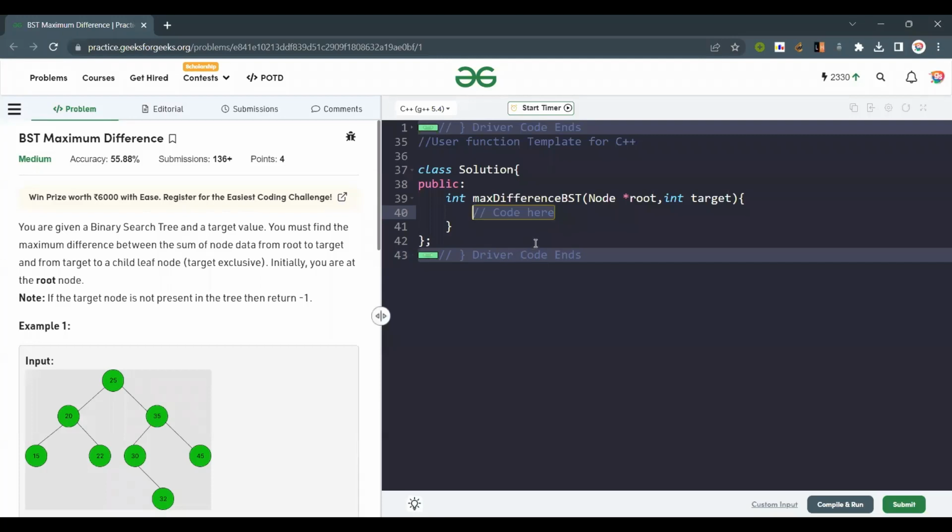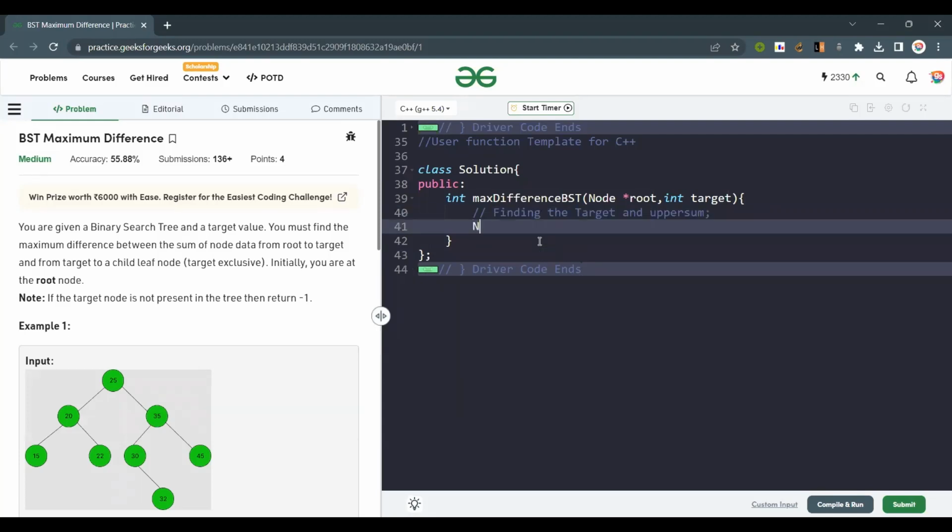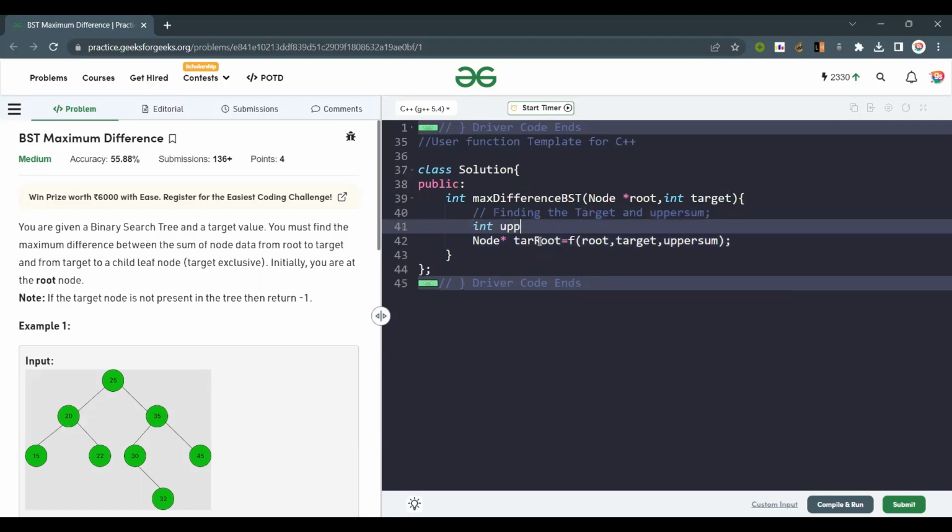So let's code the question. Here our first step is to find the target. So we first find the target, and here we first find the upper sum. Okay, so here I create a function which will return the target root, and here we pass the root, target, and the upper sum variable, which will be passed by reference, so that whenever we get the sum, it will be returned and we get the upper sum as it is.